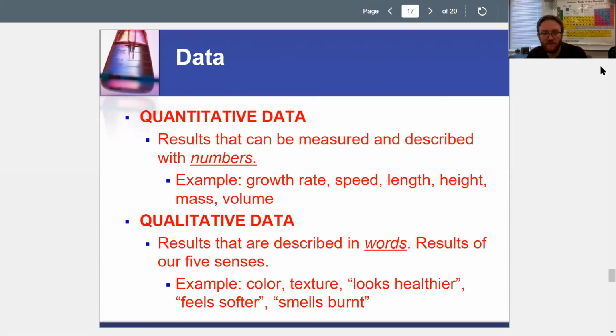Now, qualitative data is results that are described in words, not numbers. So these are results of the 5 senses. All right, so your examples will be color, texture, looks healthier, feels softer, it smells burnt.